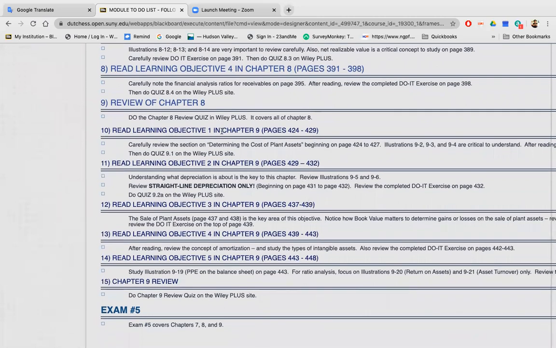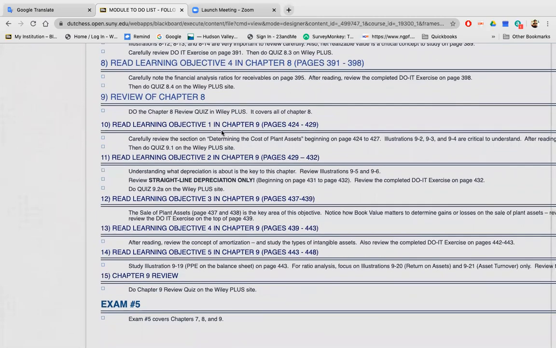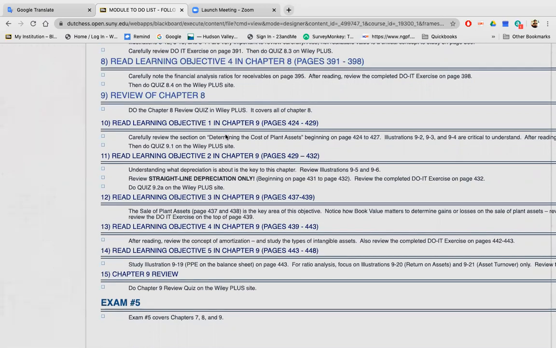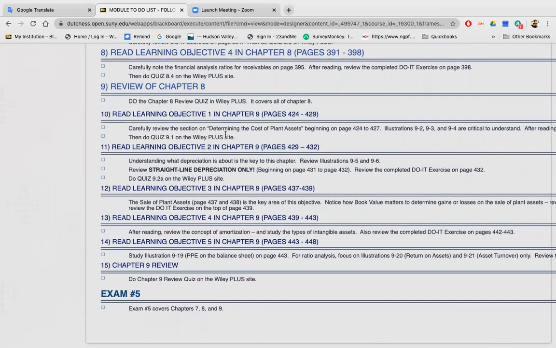Chapter 9 looks at basically property, plant, and equipment. It looks at your long-term assets. And so in the very first objective, it shows you how they come up with the actual number that goes on the balance sheet. So when you look at land as an account, or buildings or equipment, and you see a number on the balance sheet, how do they determine that number? That's what you're going to learn in Objective 1 in Chapter 9.